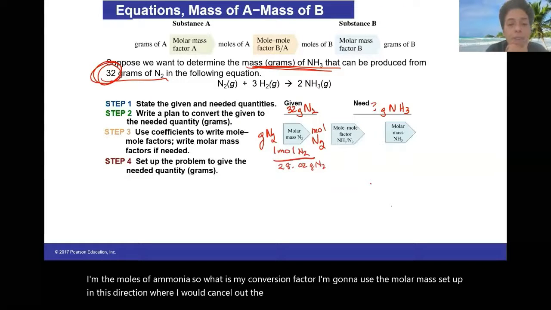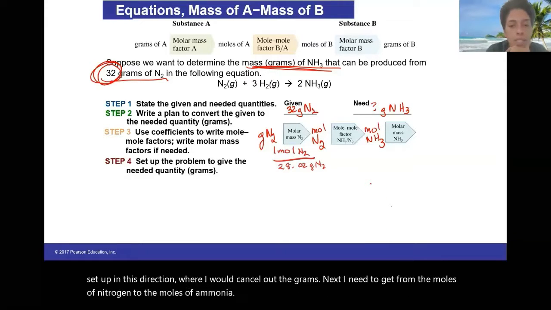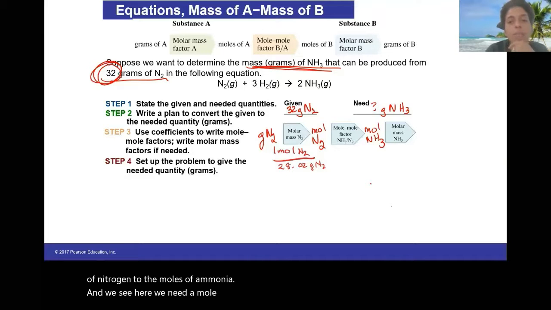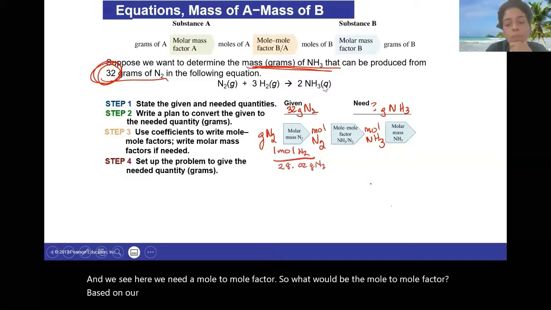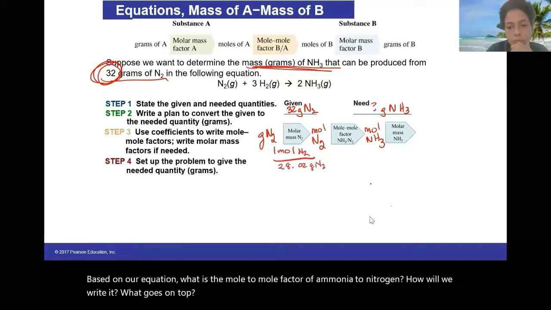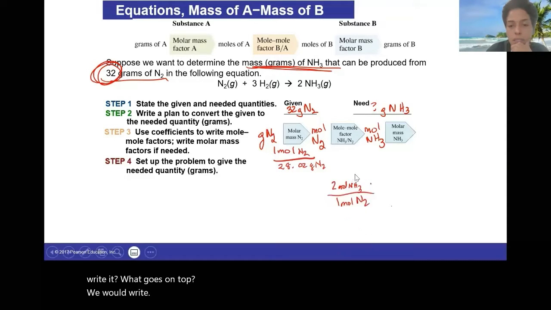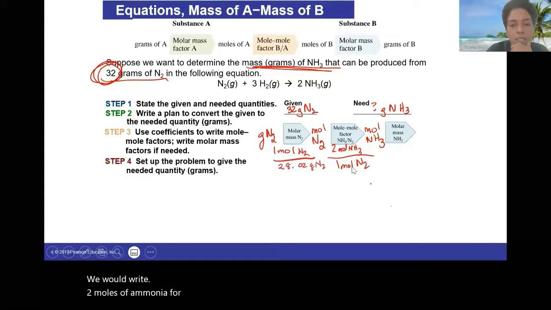Next, I need to get from the moles of nitrogen to the moles of ammonia. And we see here we need a mole to mole factor. So what would be the mole to mole factor based on our equation? What is the mole to mole factor of ammonia to nitrogen? How will we write it? What goes on top? We would write 2 moles of ammonia for every 1 mole of nitrogen.